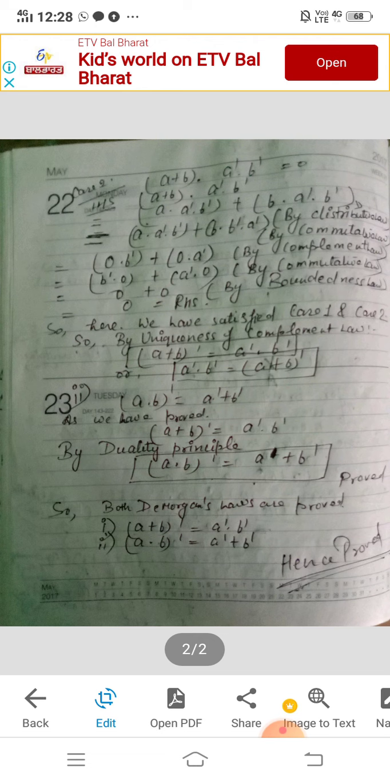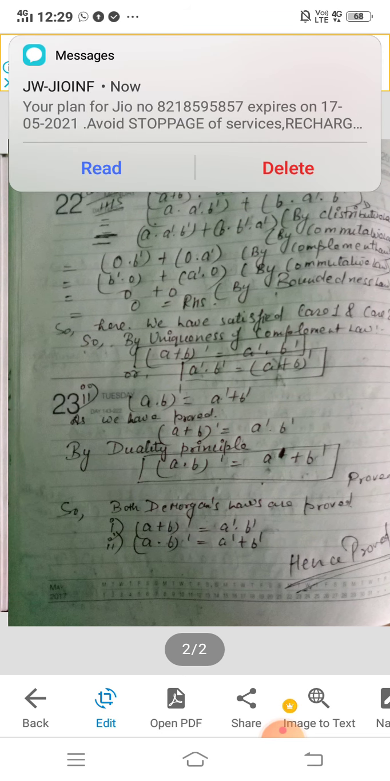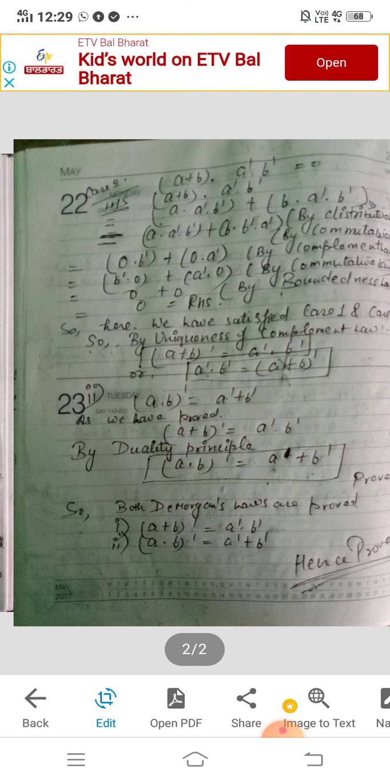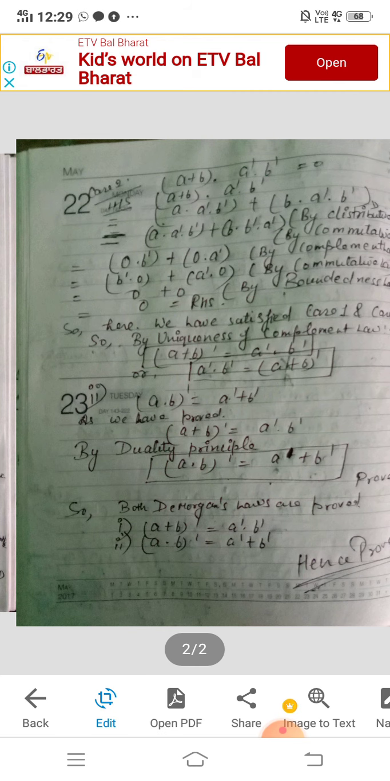(A dot B) whole bracket dash is equal to A dash plus B dash. For proving this, as we have proved in the first part, (A plus B) whole bracket dash is equal to A dash dot B dash. Just apply the duality principle. Plus will become dot, dot will become plus, 0 will become 1, 1 will become 0. That is what the duality principle says. So the final answer will be (A dot B) whole bracket dash is equal to A dash plus B dash. So we have proved the second law as well.